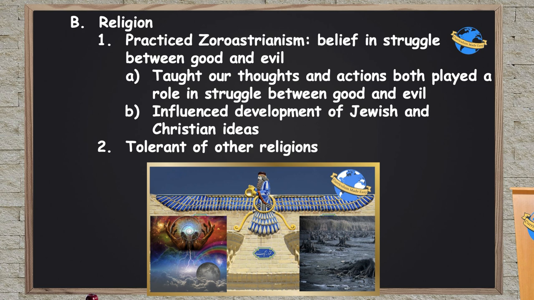Religiously, they practiced a faith known as Zoroastrianism. This was a belief in a struggle between good and evil. So it wasn't monotheistic with one god or polytheistic with many gods. There really was two gods. One god of good, light, and creation, and one god of evil, darkness, and destruction.